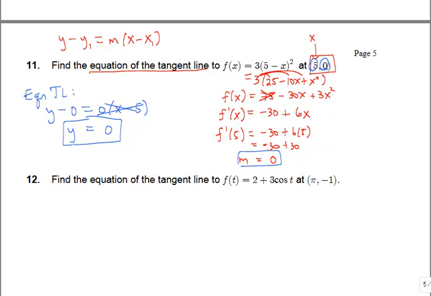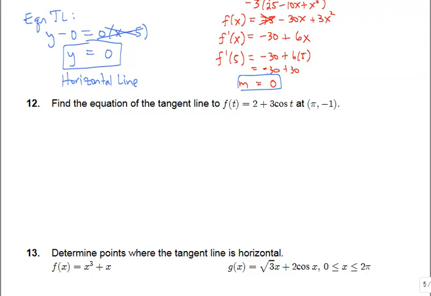Notice what kind of a line it is. It's y equals a constant, which means it is a horizontal tangent line. And that was also true because it had a slope of 0, and lines with a slope of 0 are always horizontal. Okay?